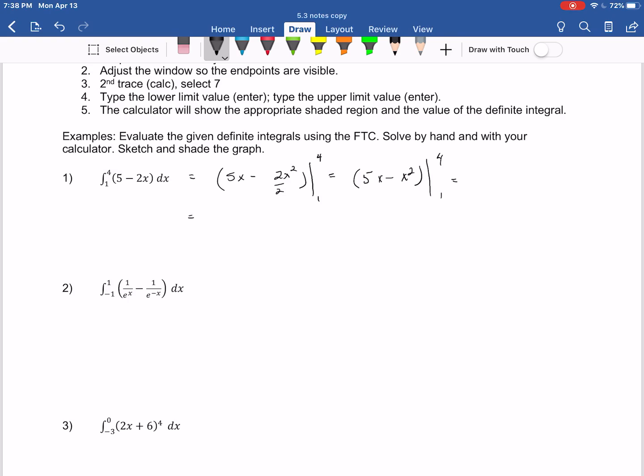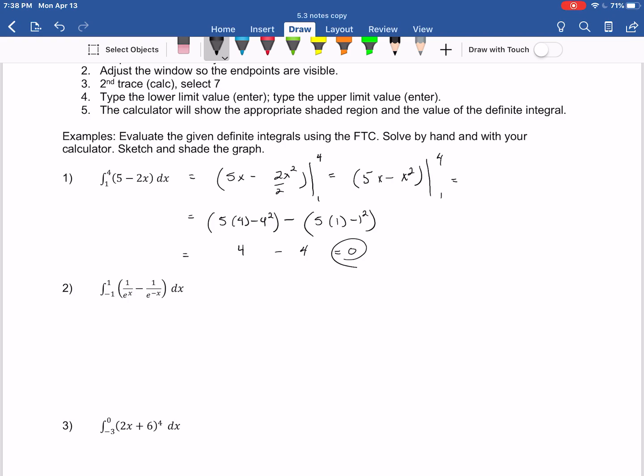Let's go down here with it. Put in the top number, which is 4, in place of the x. So we got 5 times 4 minus 4 squared. Then subtract the bottom number substituted in for x. So we've got 5 times 1 minus 1 squared. And calculate this answer. So 20 minus 16 is 4, and 5 minus 1 is 4, and 4 minus 4 equals 0. So all of that work, and the amount of area between the curve and the x-axis from 1 to 4 is 0 units.